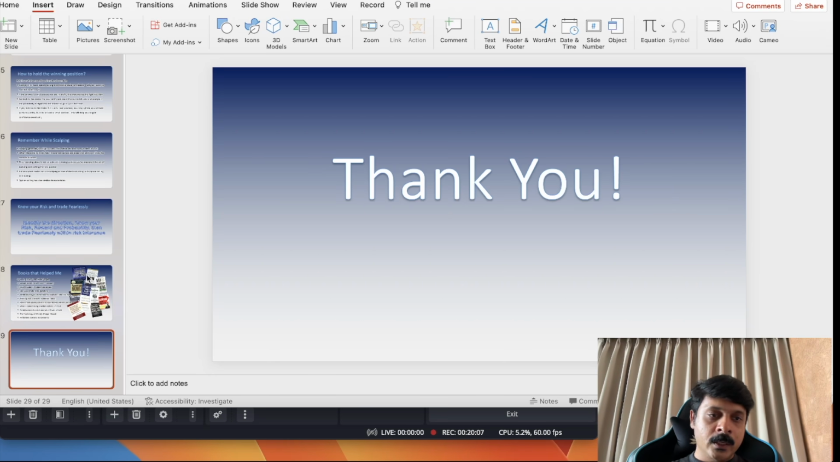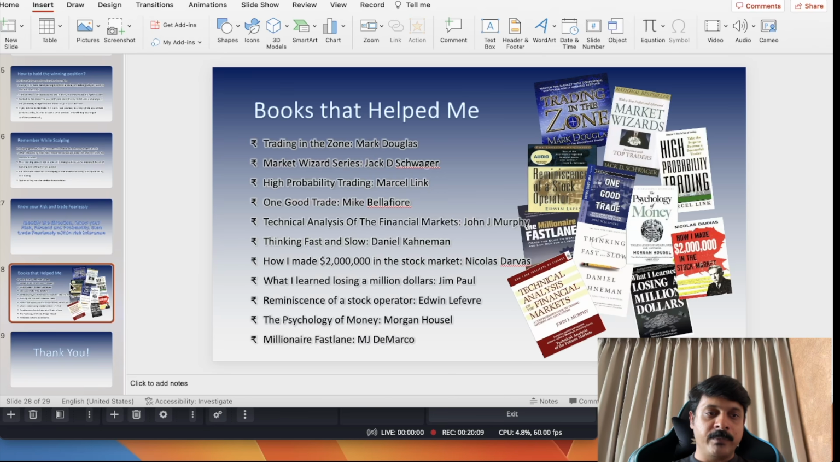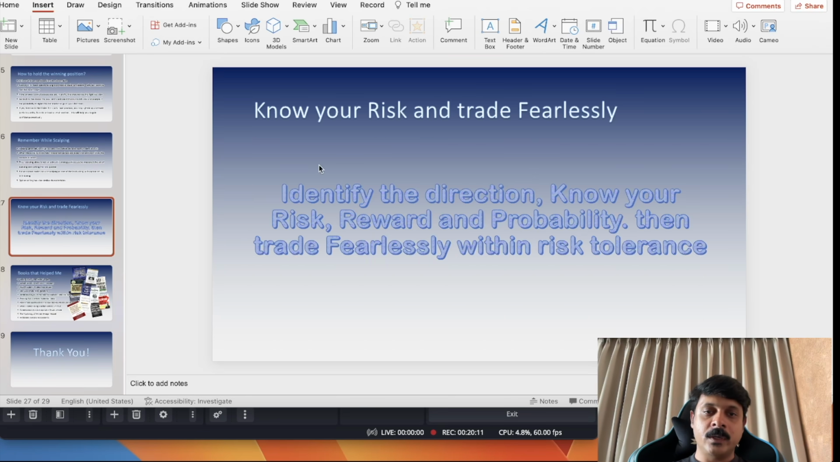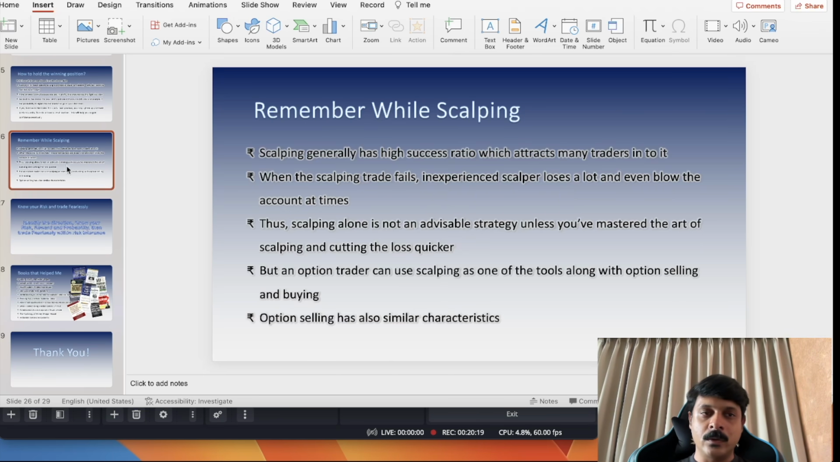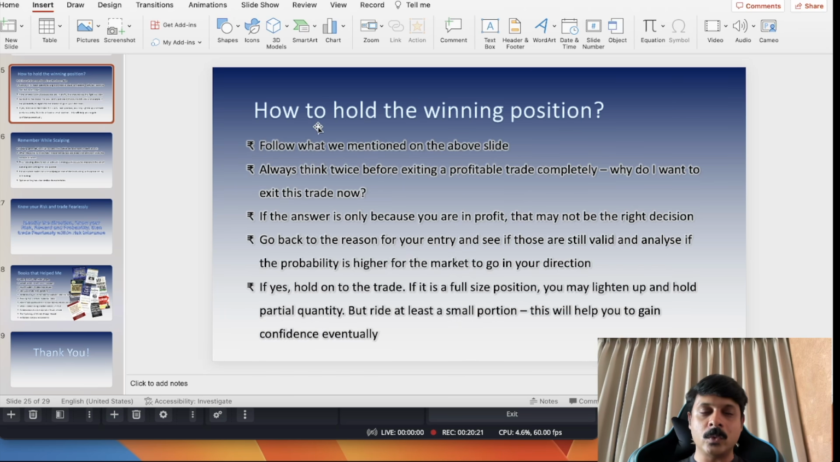Okay, so that's all about the presentation. And once again, I am telling you, my trading success mantra is: identify the direction, know your risk, reward, and probability, then trade fearlessly within the risk tolerance. And don't be so worried about being wrong in the market.